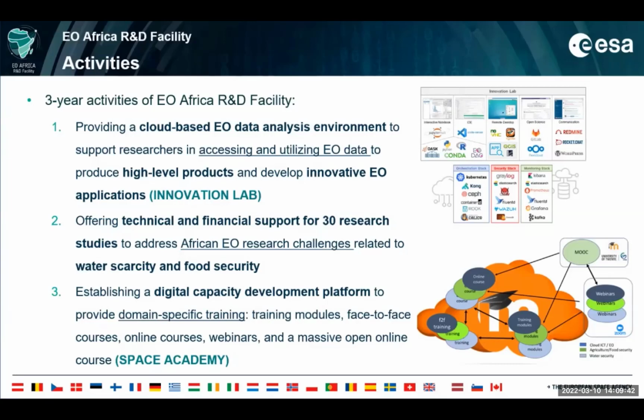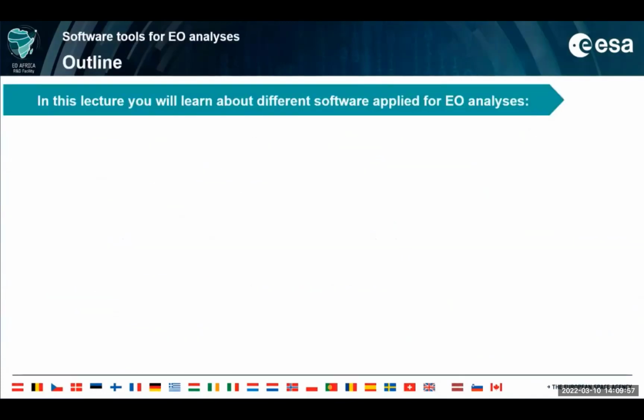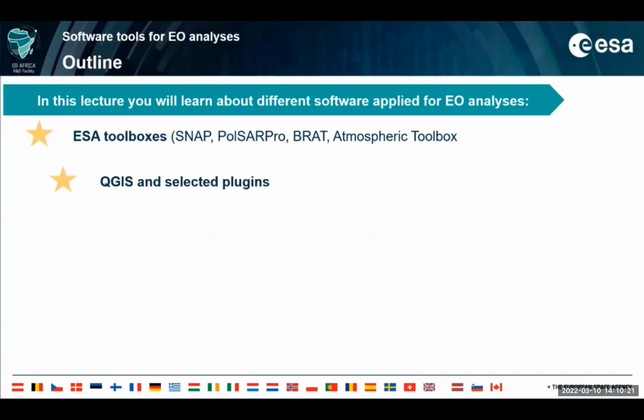Now, as you know more about the main objectives of EO Africa R&D facility, I can move to the actual topic of the webinar, which is software tools for Earth observation analysis. This lecture will provide information about software used for geospatial analysis and Earth observation data manipulation, dividing them into 4 categories. First, you will learn about ESA-supported toolboxes, mainly SNAP, but others, such as PolSARpro, BRAT, or Atmospheric Toolbox, will also be introduced. Then we will move to QGIS and plugins dedicated to Earth observation data users.